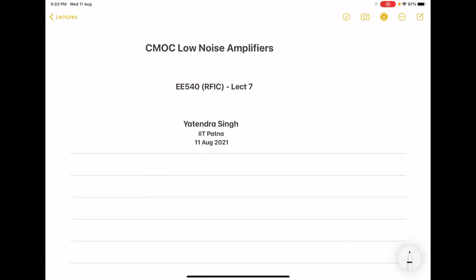We are now ready with all the concepts and some of the tools that will be required in analyzing low noise amplifiers. So today we will start this topic of low noise amplifier, but we will consider the common source amplifier as a possible LNA, and then we will see what is the issue with common source amplifier, the way it is used in low frequency.